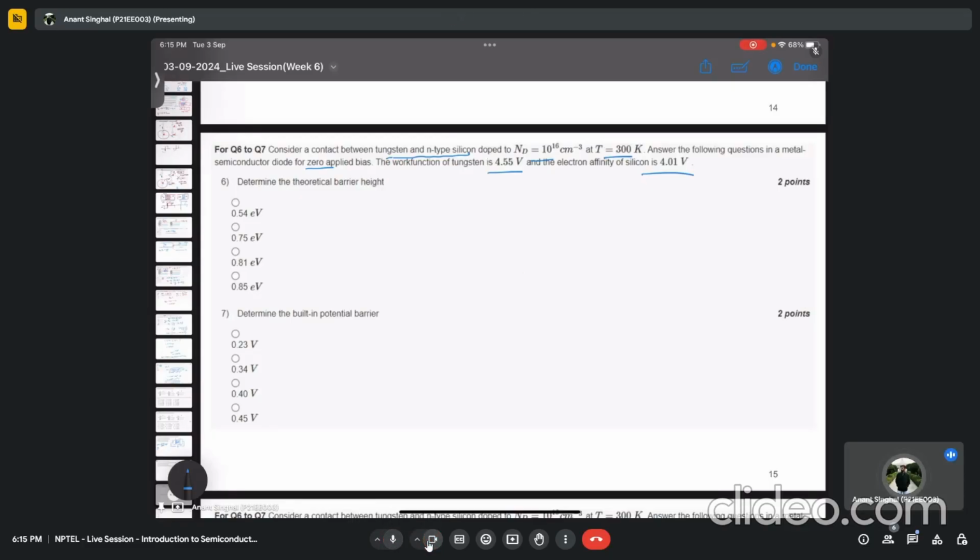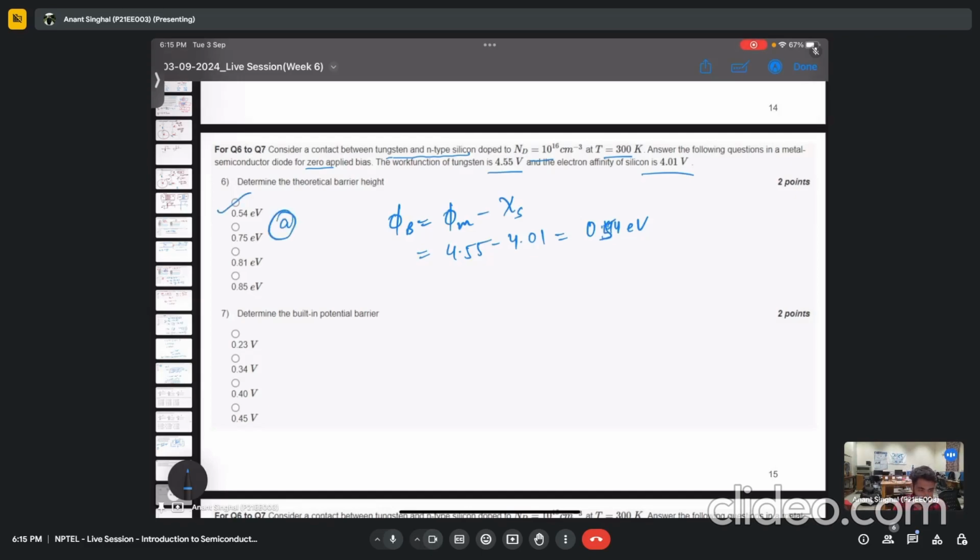Okay, so question 6 is very straightforward. The barrier height will be nothing but work function minus the electron affinity, which is 4.55 minus 4.01, which is 0.54 electron volts, which is option A. Question 7 will take some time, so let me know the answer for that.